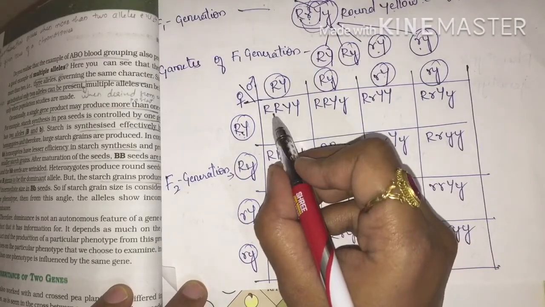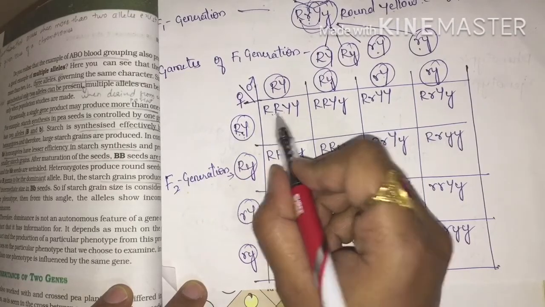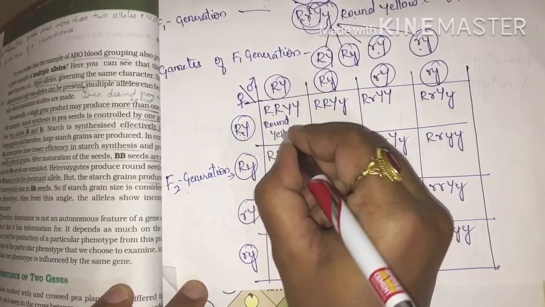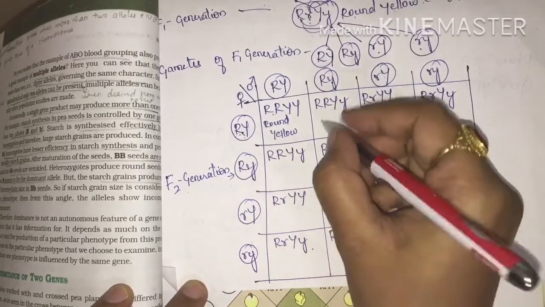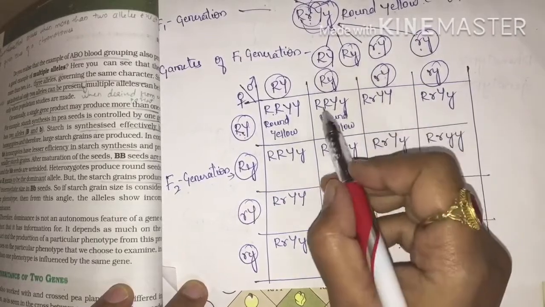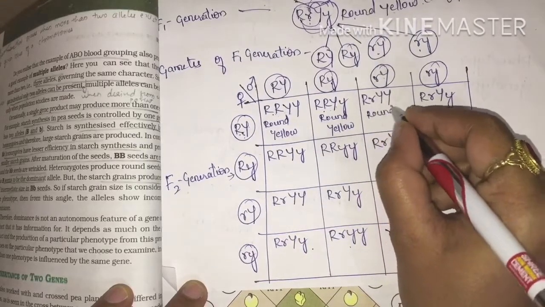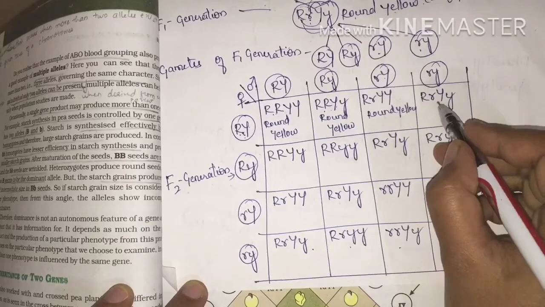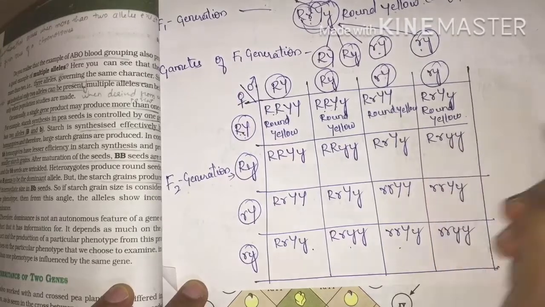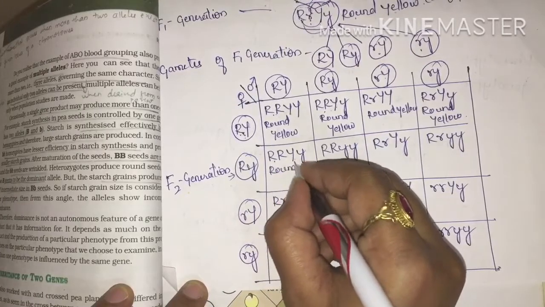As you know, if somewhere capital is there, then it is dominant, then it will express. So this one is round yellow. I shall write it here. It is round yellow. Okay, next, round yellow. This is also round yellow. If one capital is there, capital R or capital Y, then it is round yellow. Then this also round yellow. This one also round yellow. Fine. Now this one, we have capital R and capital Y. So this is also round yellow.